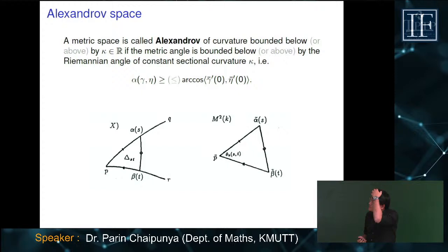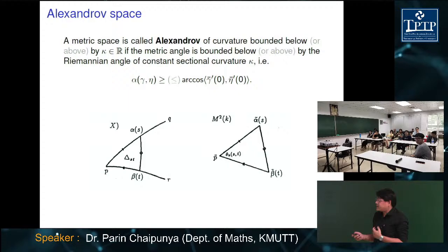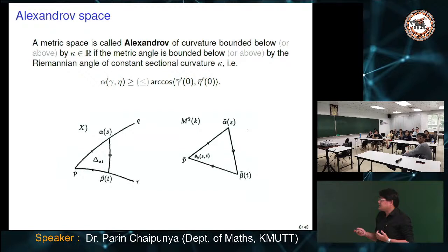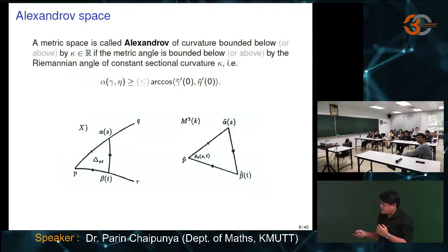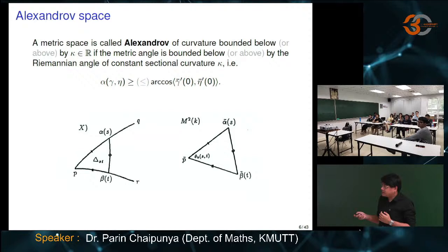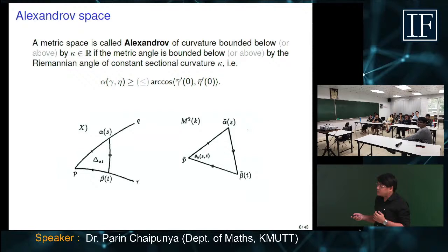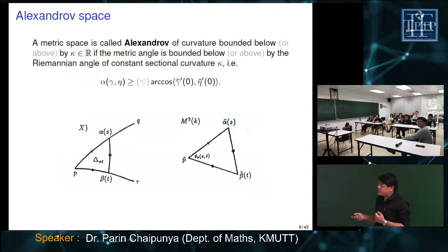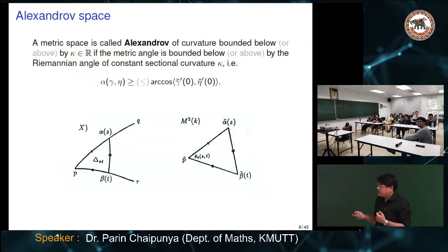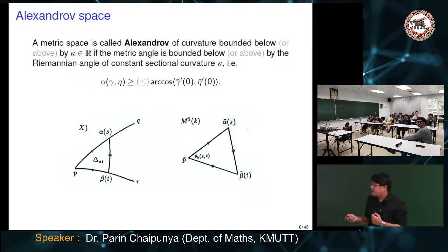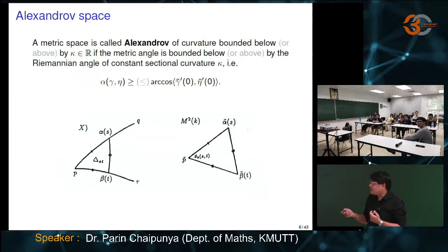So here is how Toponogov characterized the sectional curvature bound. In metric space, we say that this metric space is of curvature bounded below by some constant kappa, if, on the left hand side, you have the geodesic in Alexandrov space, and you consider this Alexandrov angle. You compare this to the Alexandrov angle in Riemannian manifold with constant curvature kappa, and you try to compare the angle here and here. So if the angle in the Alexandrov space is bounded below by this Riemannian angle, then we say that this metric space is of Alexandrov curvature bounded below. And we say that it is bounded above if this inequality changes signs.